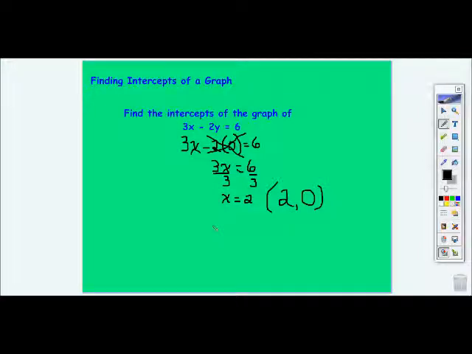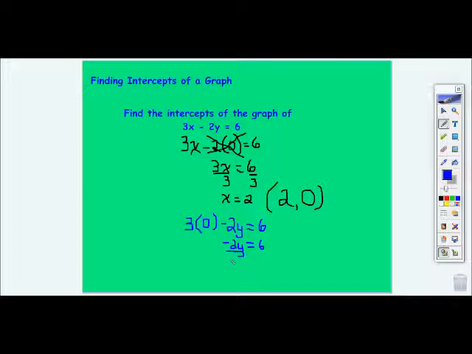Now we need to find the y-intercept. And to find the y-intercept, we want to let x equal 0. Same process, except we're substituting the 0 in for the x value this time. So 3 times 0 minus 2y equals 6. Again, this term, 3 times 0, would end up equaling 0. So our next step is that we have negative 2y equals 6.